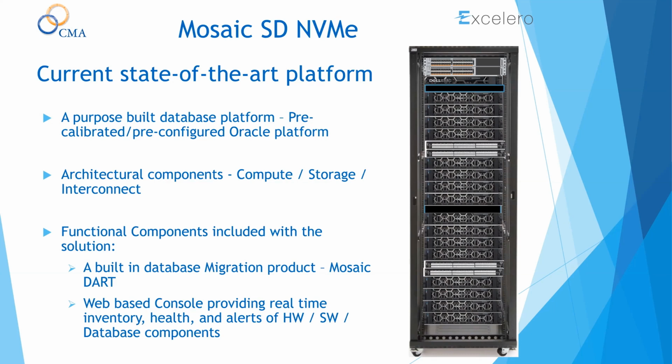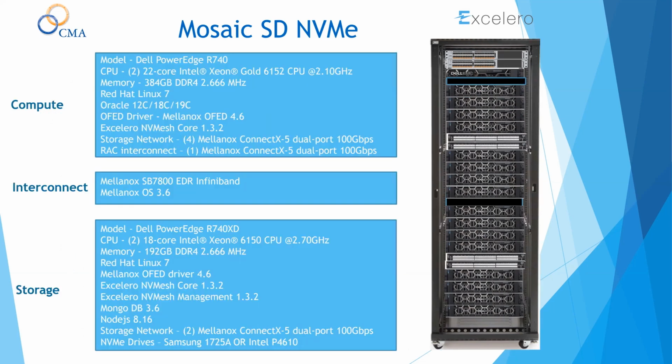We also include with this solution, if you drop in a new platform, you've got to get your database from an old platform to this platform, and we deliver as a 1U console on this platform a database migration product called Mosaic Dart, a high-speed movement and transport software platform that will reach out to either big endian, little endian, older platforms, and through point, click, and ship, orchestrate the movement of the database to this new Oracle RAC platform. And there's also a web-based console that provides real-time health alerts for all the hardware and software and switching components.